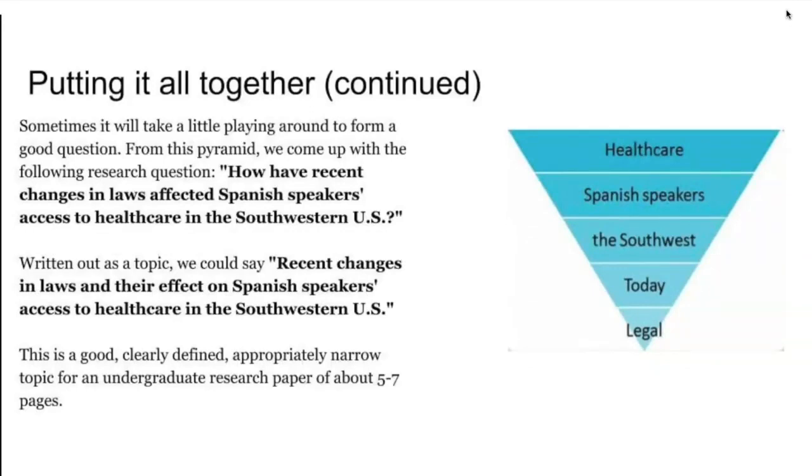Sometimes it will take a little playing around to form a good question. From this pyramid, we can come up with the following research question: how have recent changes in laws affected Spanish speakers' access to healthcare in the southwestern U.S.? Written out as a topic, we could say, recent changes in laws and their effect on Spanish speakers' access to healthcare in the southwestern U.S. This is a good, clearly defined, appropriately narrow topic for an undergraduate research paper of about 5 to 7 pages.